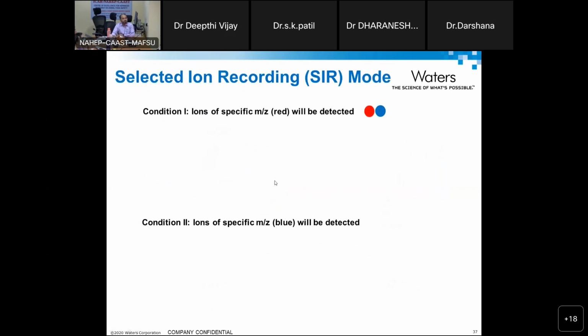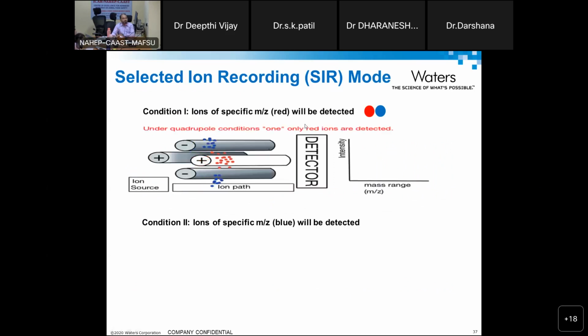The next is fixed mode, that is selected ion recording. Let's say there are two conditions. Condition 1: ions of a specific m/z value, that is, only red should be detected if you give this command through the software. As you can see, there are two ions, blue and red, but as you have given the command from the software that only red ions should be detected, the blue ions are deflected in the quadrupole, and only red ions reach the detector, giving you a spectrum.